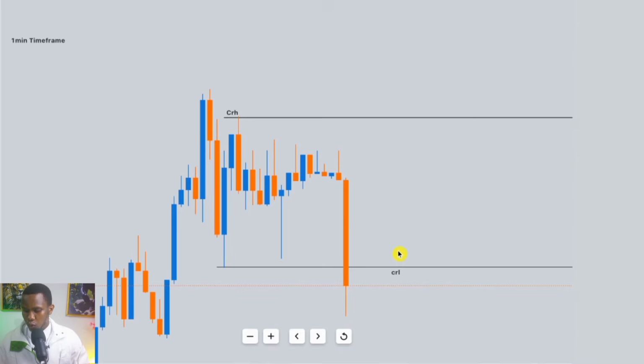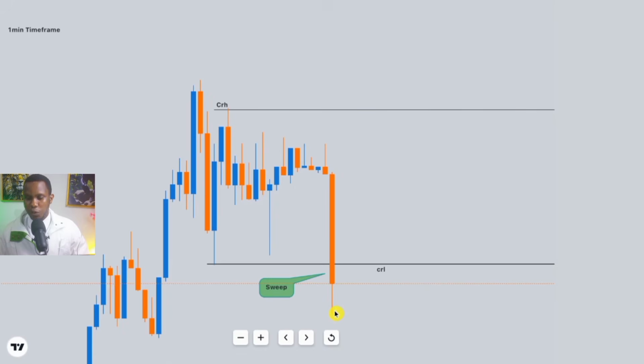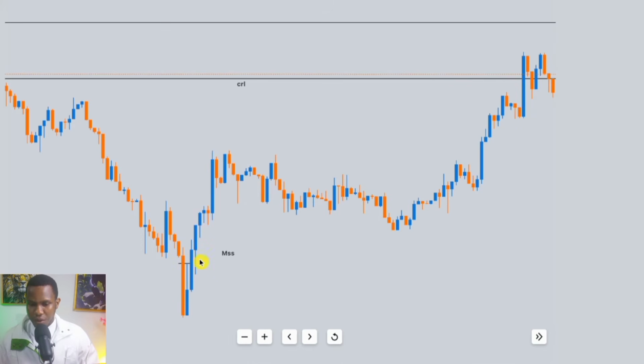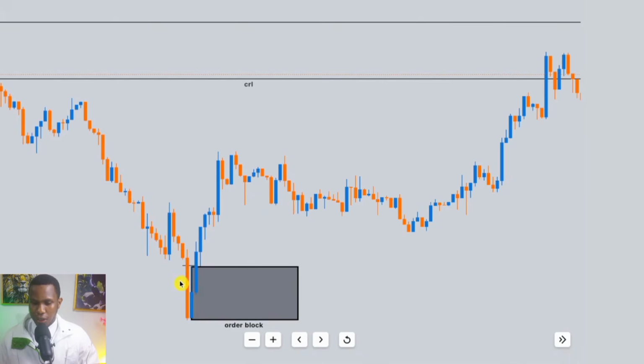We then move towards the 1 minute time frame, guys. This is our sweep of this candle range low. We know the next thing is to wait for a market structure shift to target this candle range high. And can you see this is our market structure shift right here. We marked out our order block candle, guys.